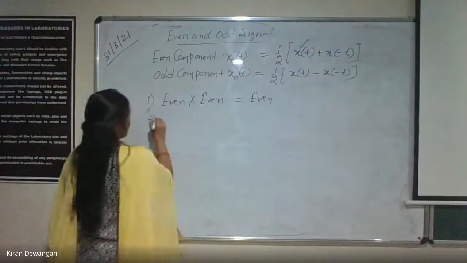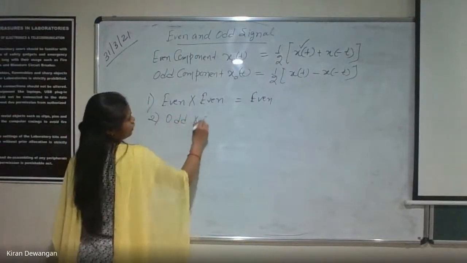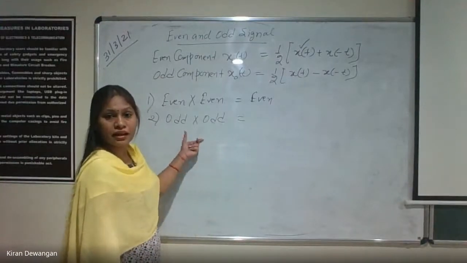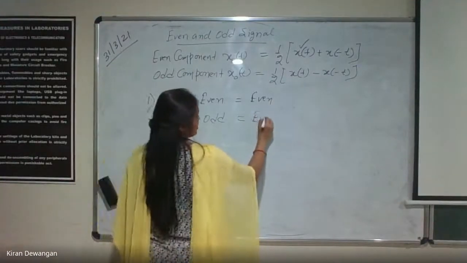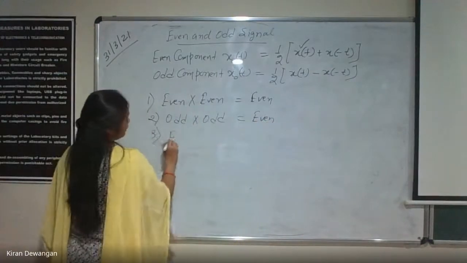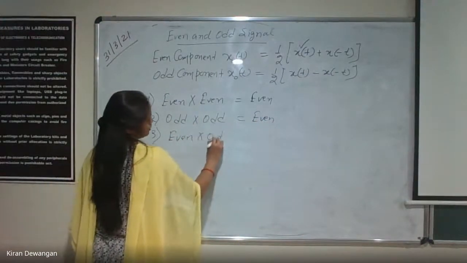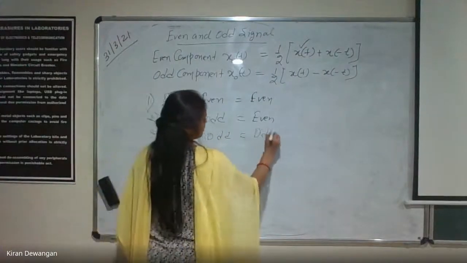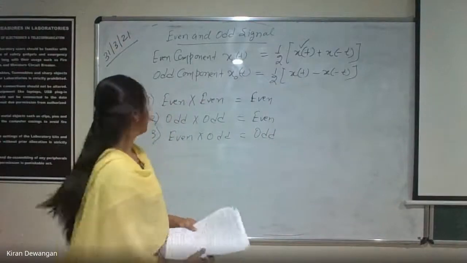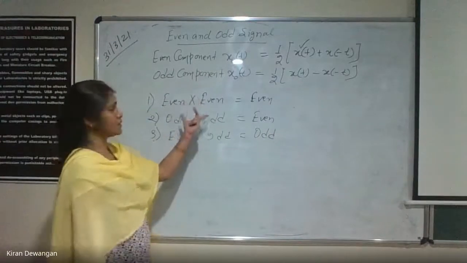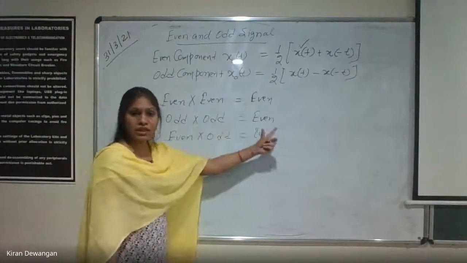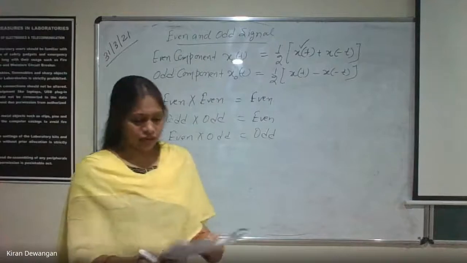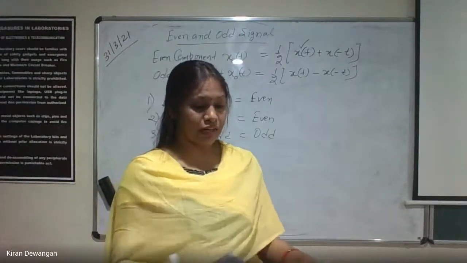ठीक है? Second thing, odd into odd. ये क्या होगा? Odd into odd is also an even signal. Then third one, even into odd. What is it? Even into odd, it will be an odd signal. Correct. So people know about this thing, right? So the product of two even signals, the product of two odd signals will be an even signal, whereas the product of an even and an odd signal will be an odd signal. Okay? So these are the basic things that we should know about the even and odd signal.